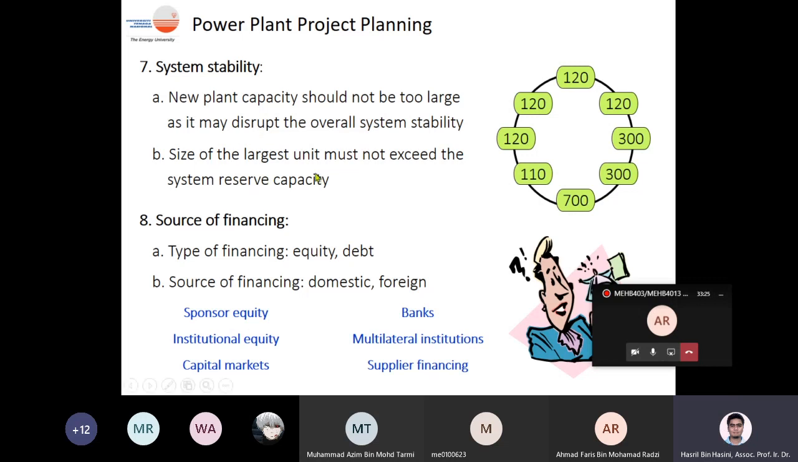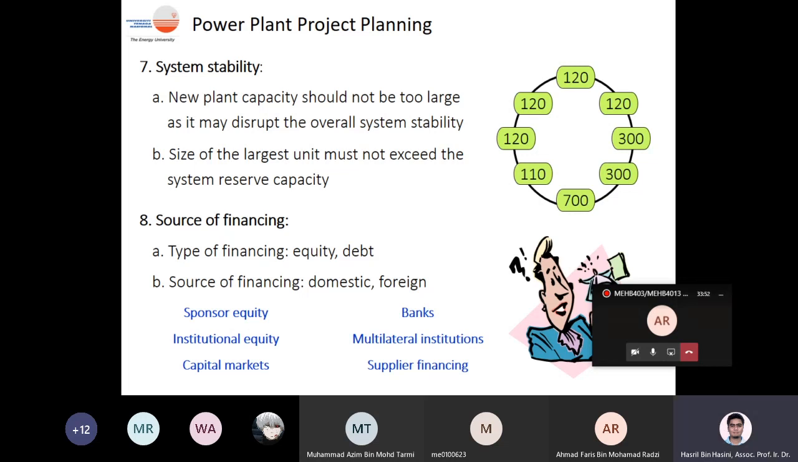The size of the largest unit must not exceed the system reserve capacity. So it is not possible if you have the largest unit of 1,000 and you allow your system reserve to be at 1,000 as well, because if that 1,000 unit goes down, you don't have any more reserve, zero reserve. So that is dangerous in terms of the security.